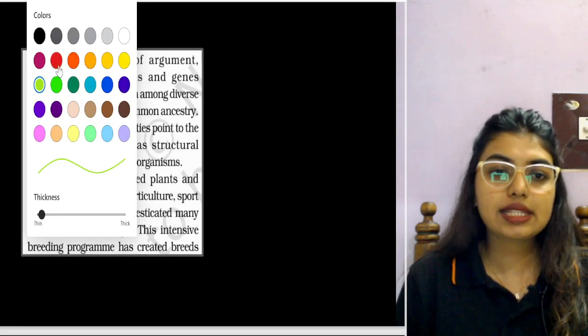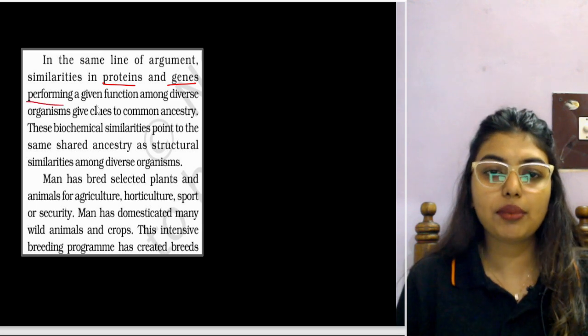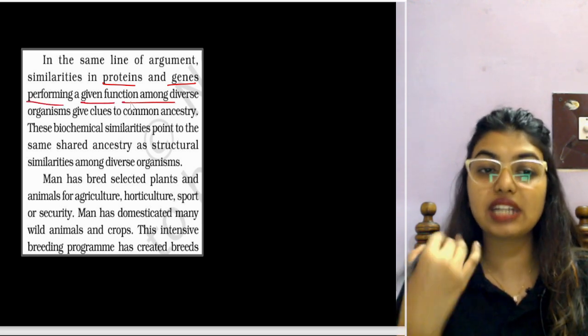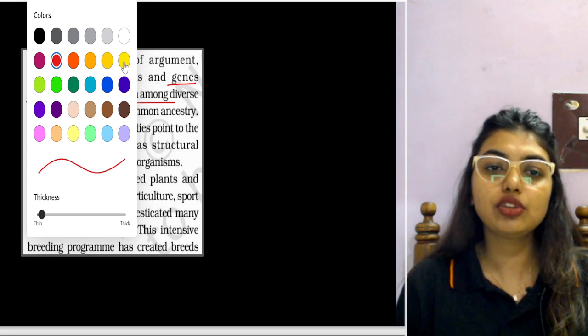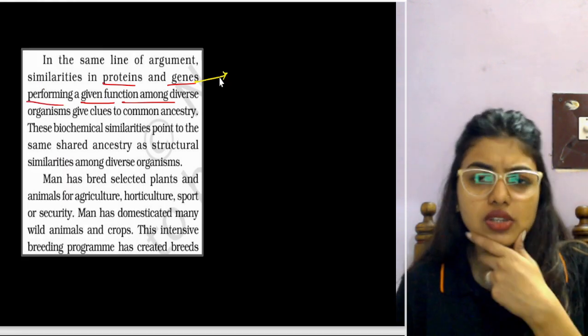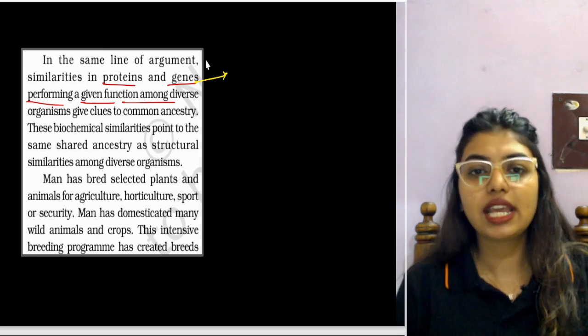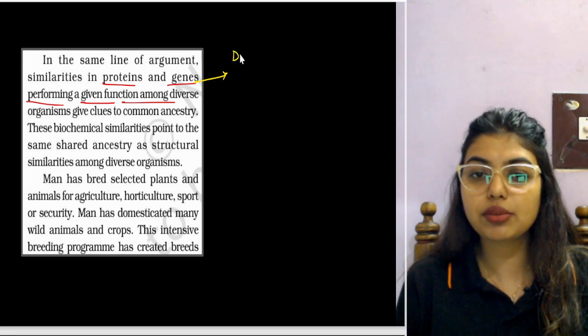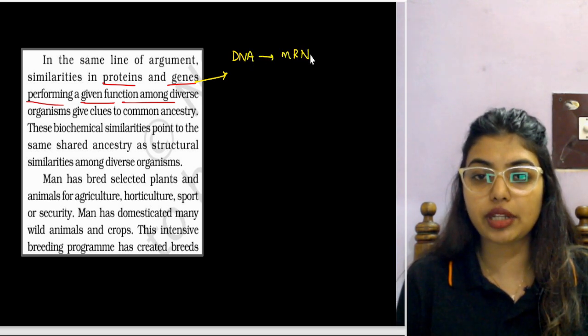In the same line of argument, similarities in proteins and genes performing a given function among diverse organisms give clues to common ancestors. So they're telling that even though you talk about analogous and homologous, don't you think the proteins and genes are also the same? That may be indicating that we have common ancestors. Yes or no, students? Now the central dogma is going to be the same for all of it, right? DNA to mRNA, mRNA to protein.